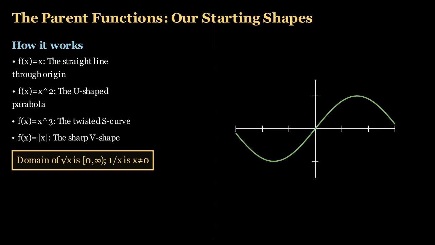A side of 3 feet gives an area of 9 square feet. Now think of a cubic box. Its volume is the side length cubed, giving us the S-curve of f of x equals x cubed. A side of 2 feet gives a volume of 8 cubic feet.